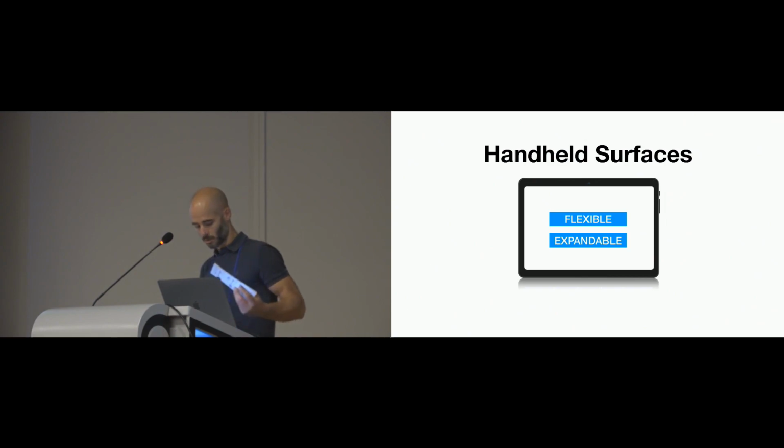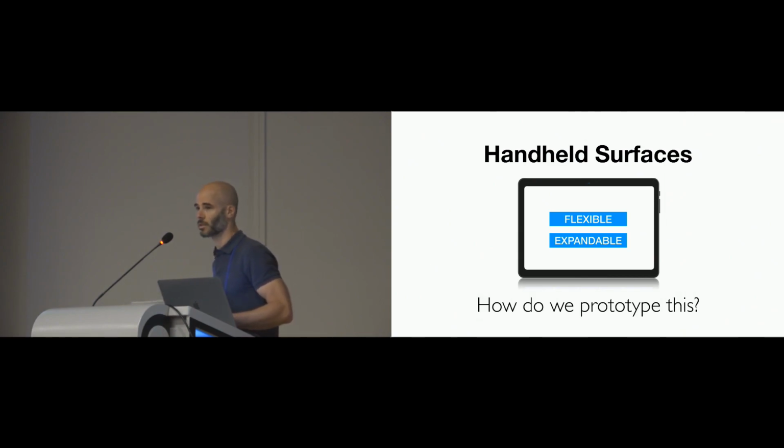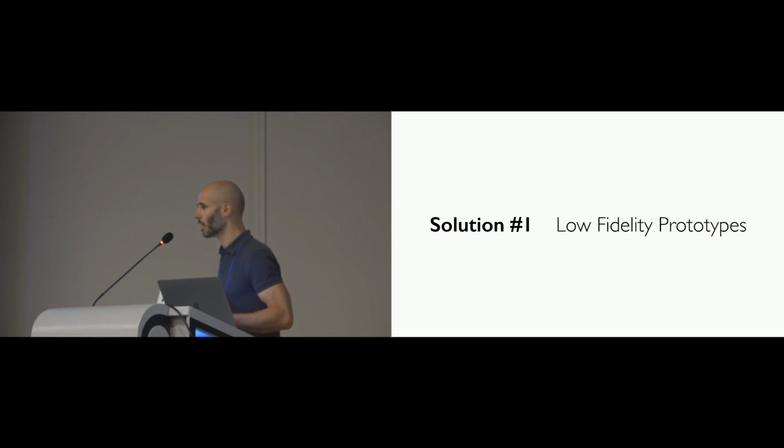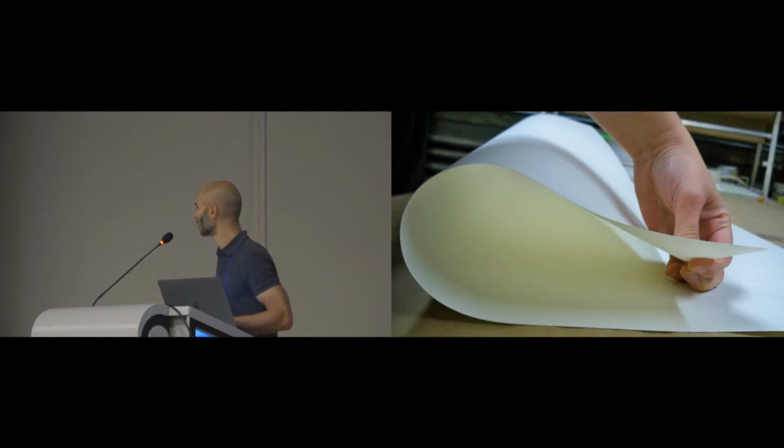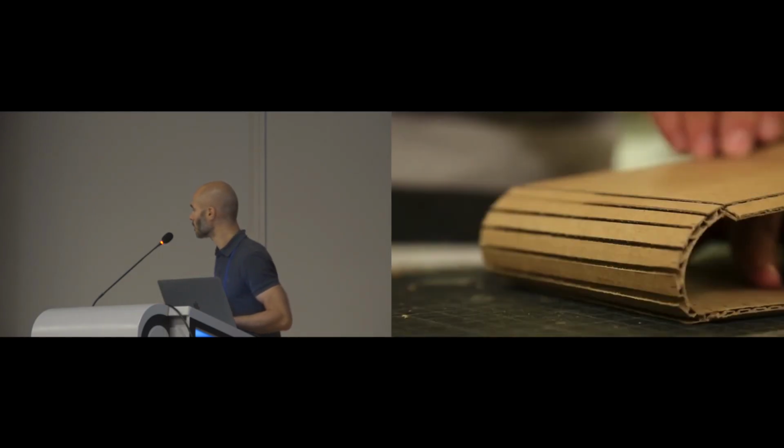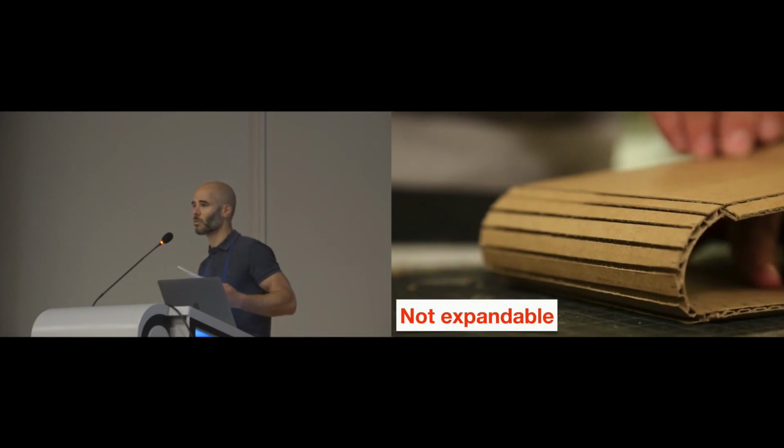But the first question is, how do you prototype this kind of device? So the first solution we had was to investigate low-fidelity prototypes. So this kind of approach is quite nice because you can validate the first hypothesis you have very quickly. But how do you do expandable and flexible devices with these kind of prototypes? The paper is nice because it's flexible, but you cannot expand paper. The cardboard, you have the same problem. It's flexible, but not expandable. So you could imagine some laser cut patterns to make the cardboard expandable just a little bit.